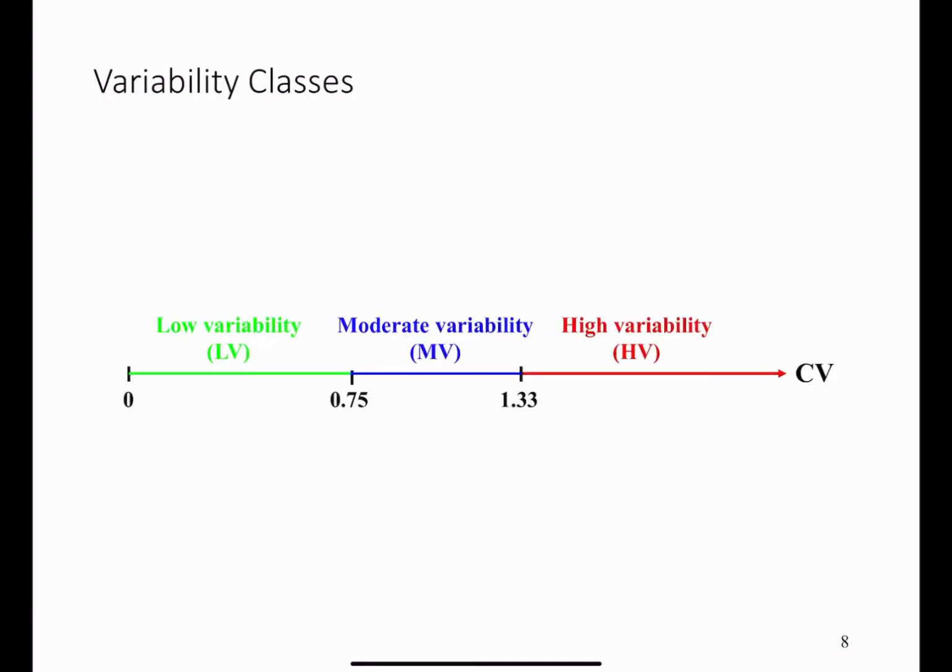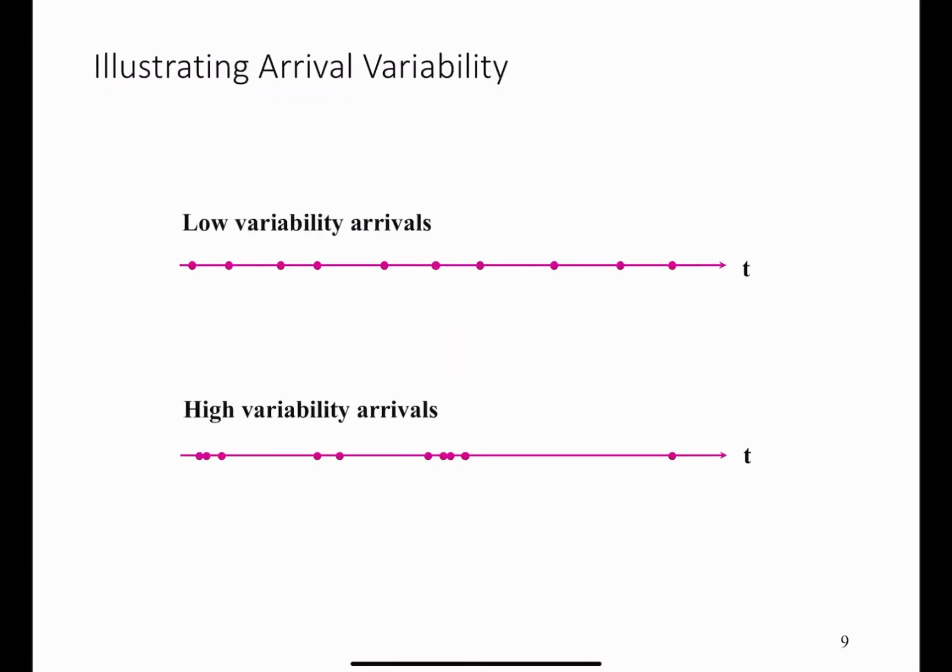Usually when your coefficient of variation is less than 0.75, we consider the system to have low variability. When the value is greater than 1.33, we consider it to have high variability. Anything in between is moderate variability. And these two graphs can show you what they look like.